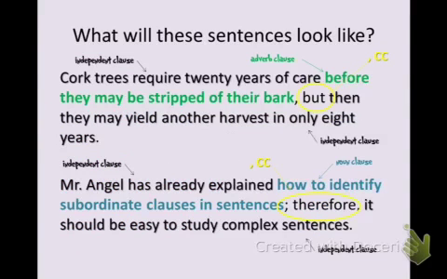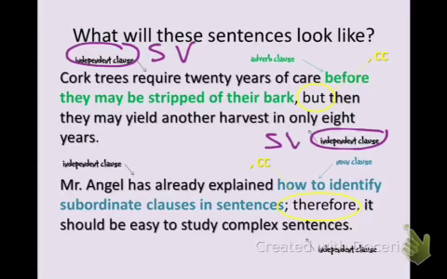So what will these sentences look like? I've given you two examples here on the screen of compound complex sentences, just so you can see how they're put together, how they're coordinated. Cork trees require 20 years of care before they may be stripped of their bark, but then they may yield another harvest in only 8 years. We want to pay attention to the fact that there is an independent clause here, an independent clause here. Both independent clauses contain subjects and verbs. And then, of course, we have the subordinate clause here, also having a subject and a verb. And then this is how we're using the coordinating conjunction after the comma.